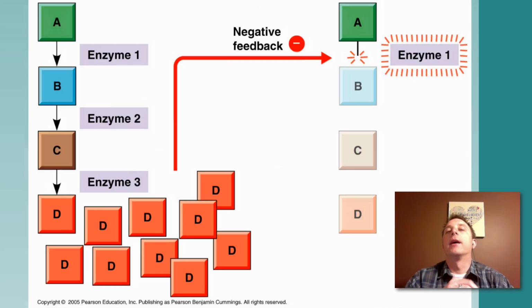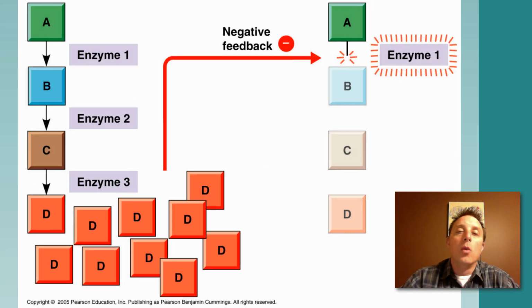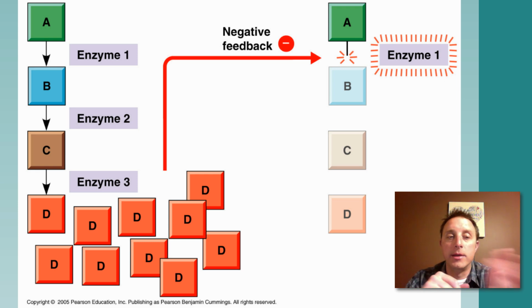And the other type of feedback is much more common, which is called negative feedback. And this tends to keep a cell or keep an organism closer to the set point. So here we have another biochemical pathway. This one's going from A, B, C to D. 3 enzymes again, enzymes 1, 2, and 3.